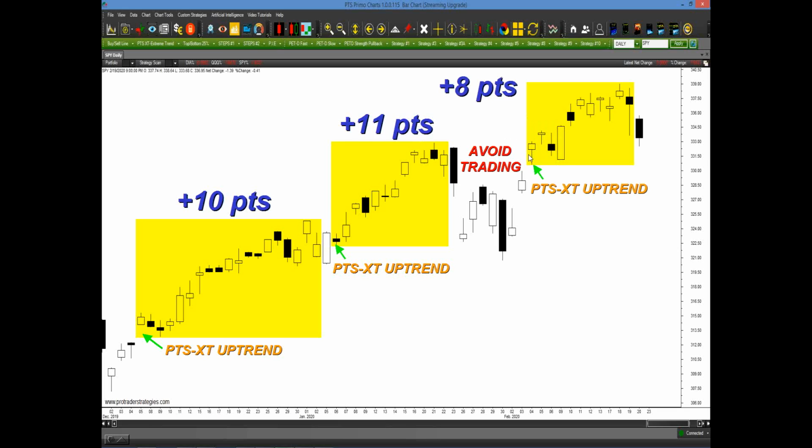Now this was coming into the end of February. And then we all know what happened after that. To see how the indicator kept you out, you would have exited. Let's say you moved your stop up. You would have been stopped out and you would have avoided all this downward move.